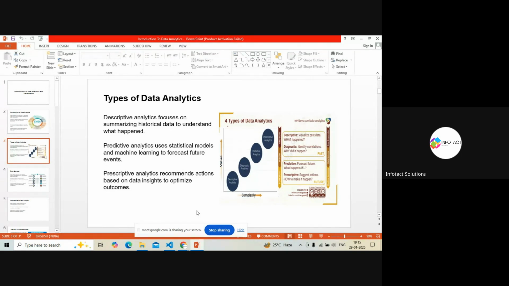Some common examples of descriptive analytics are monthly sales reports showing revenue trends, customer demography analysis, and traffic analysis.